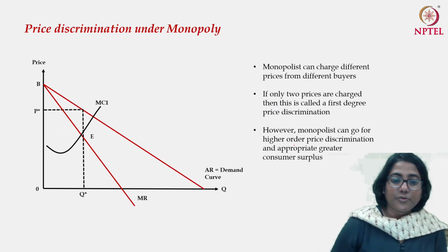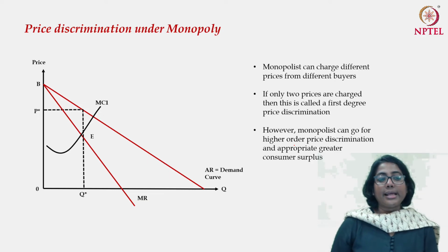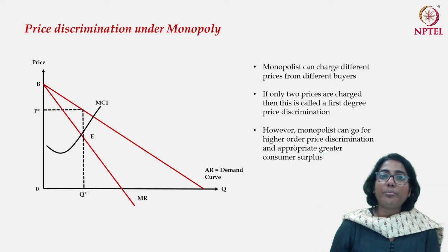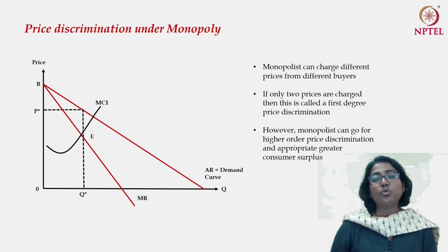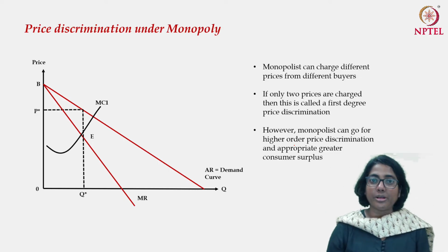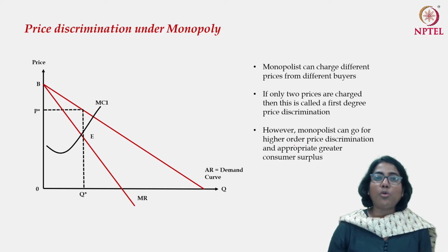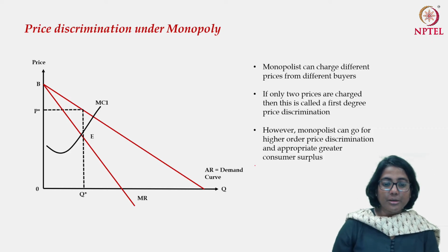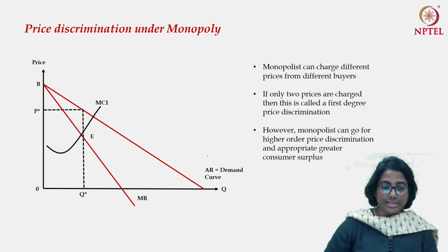There are two corollaries which are very important to discuss. Unlike a perfectly competitive market structure, it's not mandatory for the monopolist to charge the same price to everybody. They can charge two different prices to two different people depending on how much they are willing to pay. How does it happen? See, this is the typical monopolistic outcome that we can see here.